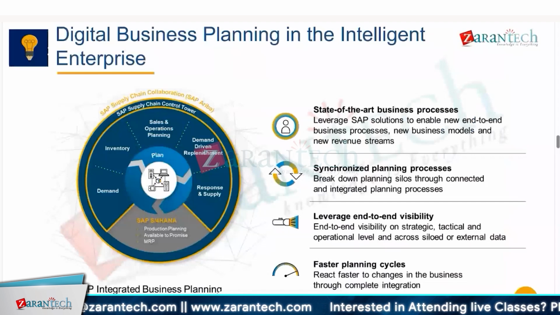So if the customer demand is flexible, then the supply availability is also flexible, and your supply chain is flexed to reduce the plan. So that inbuilt flexibility needs to be built into the process. Then the next one is response and supply.